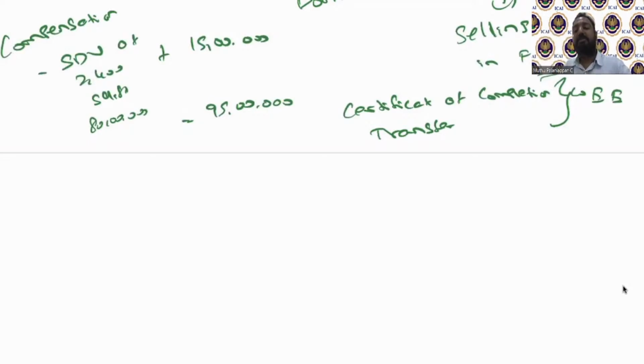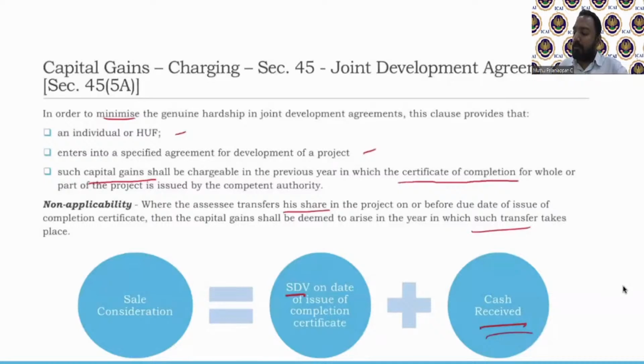So that's the thing. Certificate of completion or this transfer is what will be considered as your capital gain point. So capital gain will be taxed in the certificate of completion year or transfer year, whichever is earlier. Okay. So with that, we have completed all of section 45.